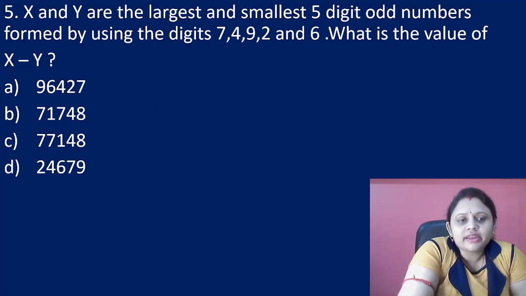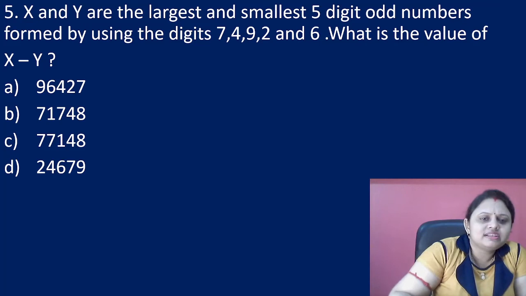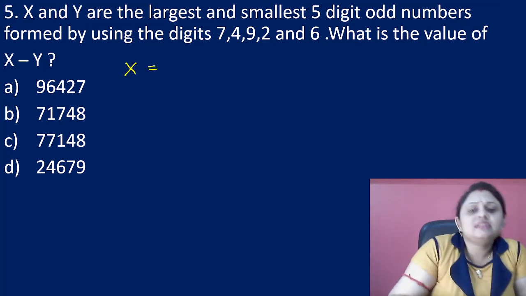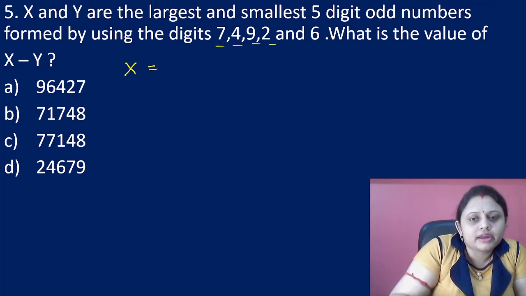X and Y are the largest and smallest 5-digit odd numbers formed by using the digits 7, 4, 9, 2 and 6. What is the value of X minus Y? So what is X? What is the clue for finding out X? X is the largest 5-digit odd number using 7, 4, 9, 2, 6.